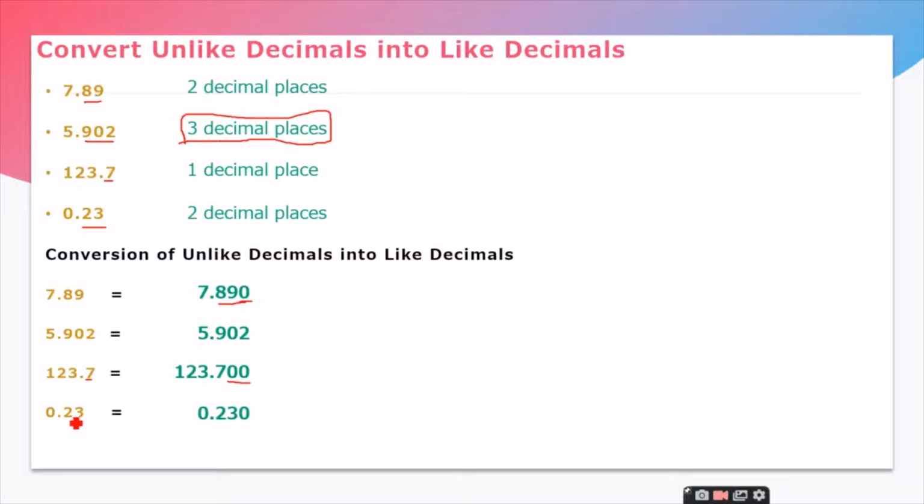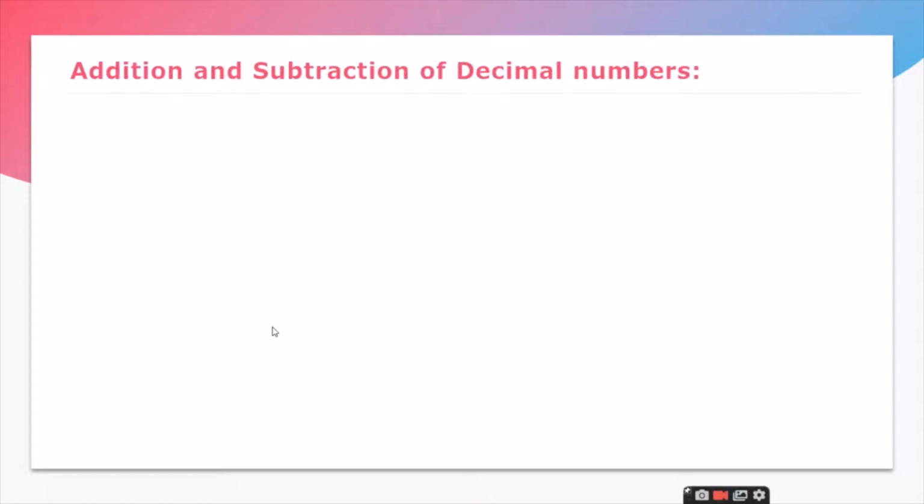And in the last one we have 0.23. We have 2 decimal places and we just add one 0 to make it like decimal. Now all of these are like decimals because all these numbers have the same number of decimal places. I hope you all have understood how to convert unlike into like decimals. Now let's learn addition and subtraction of decimal numbers. You all know how to add or subtract numbers, but in today's video we are going to learn how to add and subtract decimal numbers.